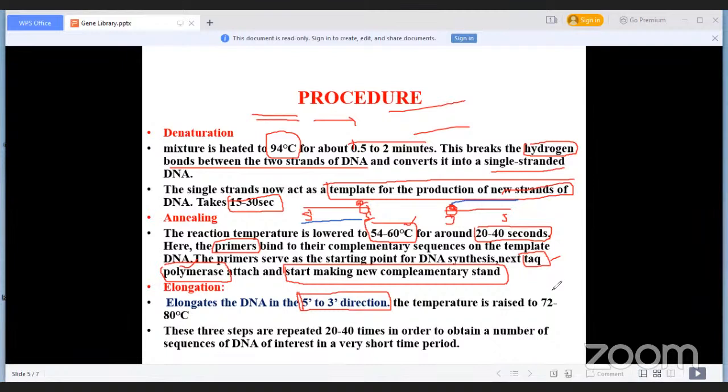Temperature is raised up to 70 to 80 degrees. Here denaturation is 94 degrees centigrade, annealing is 50 to 60 degrees centigrade, and here 80 degrees centigrade. These 3 steps are repeated 20 to 40 times in order to obtain a number of copies of DNA sequences. Is the procedure clear? Elongation or extension. These 3 steps: denature, annealing, elongation.